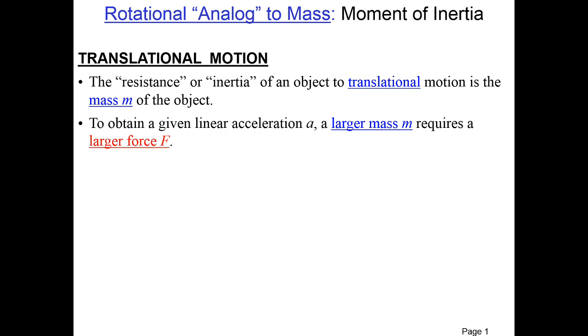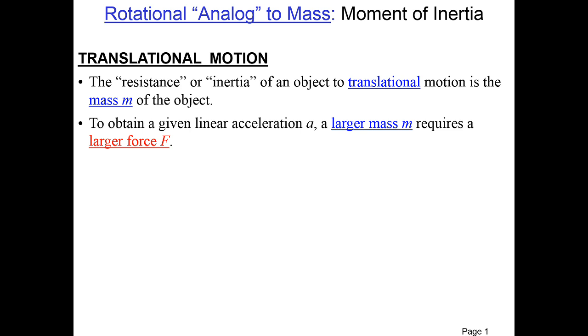One of the trickier analogies between rotational motion and translational motion is the mass. In translational motion, objects have inertia. If they are moving, they want to stay moving, and if they are stationary, then they want to stay stationary, unless some unbalanced force is applied to them.